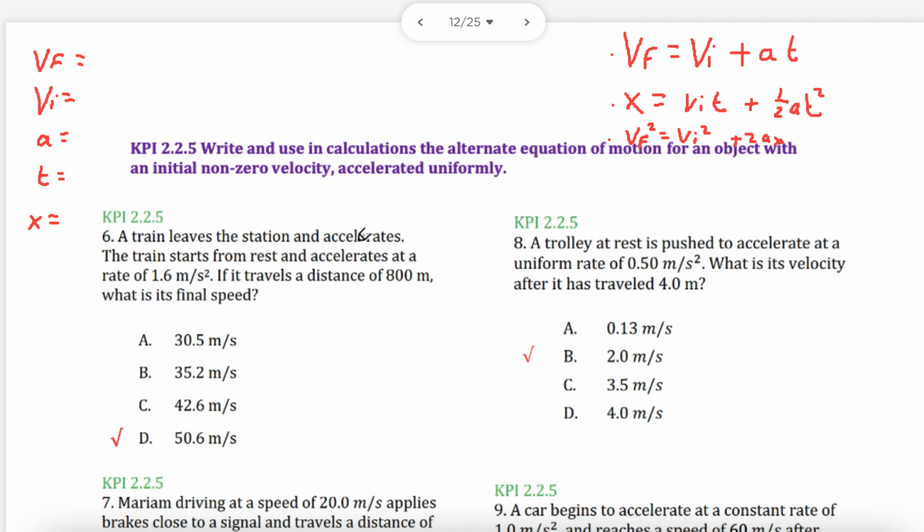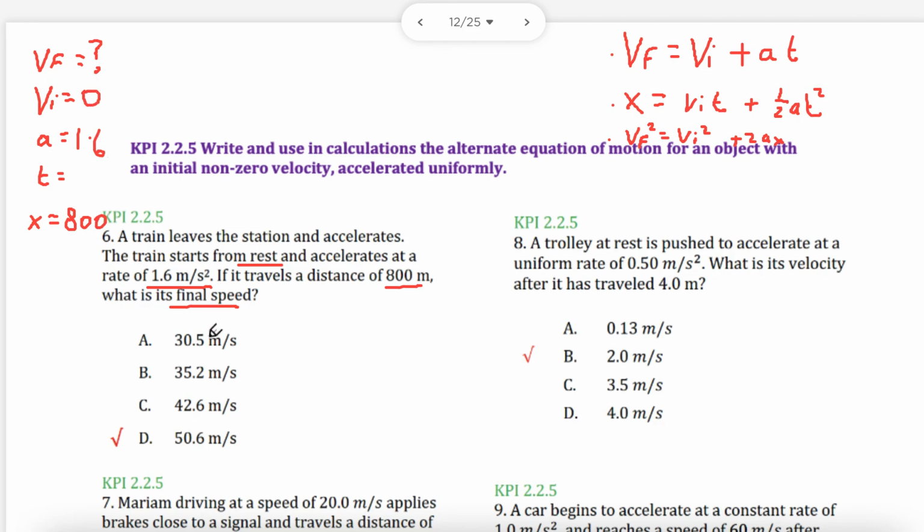A train leaves a station, accelerates at a rate of 1.6. So 1.6 is my acceleration. It travels a distance of 800, so that's my displacement or distance, so same, 800. What is its final speed? Which is V final, what I need. I have 2 pieces of information. You might think, oh no, only 2 pieces? No. The train starts from rest. V initial is 0.